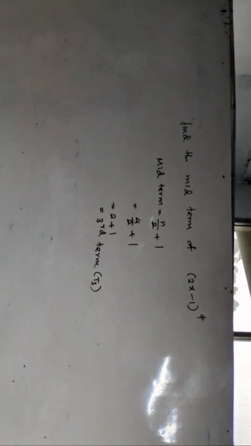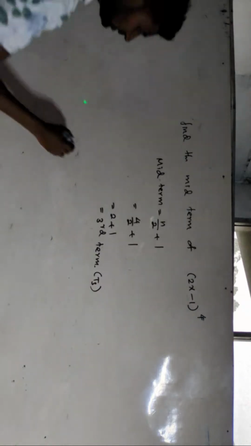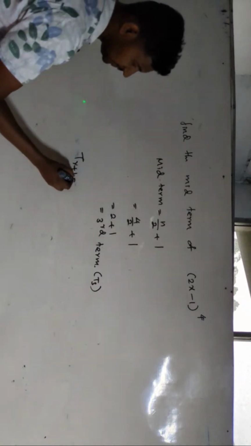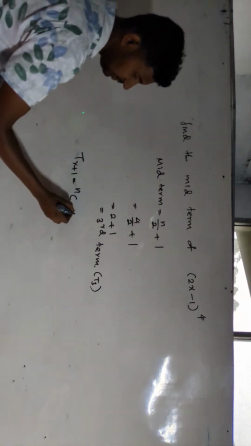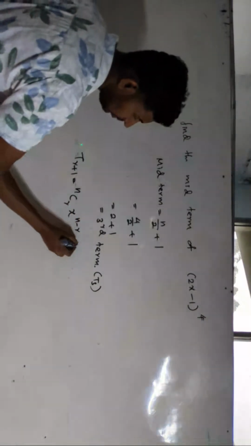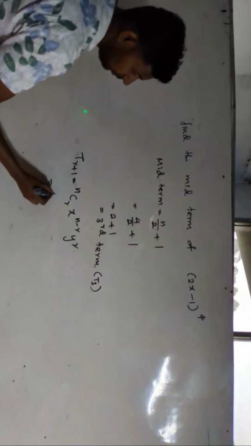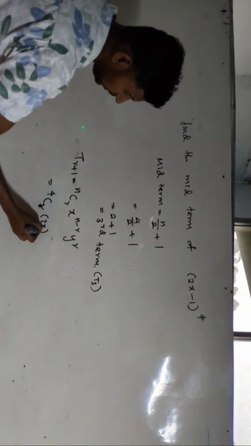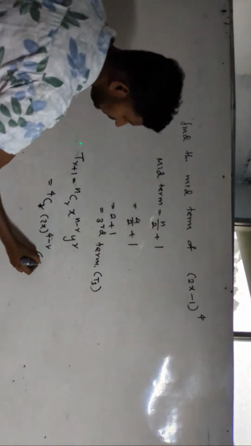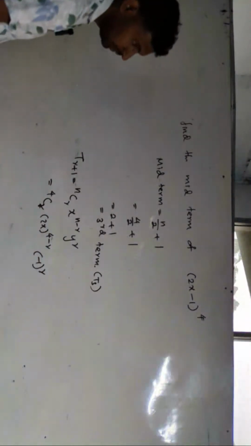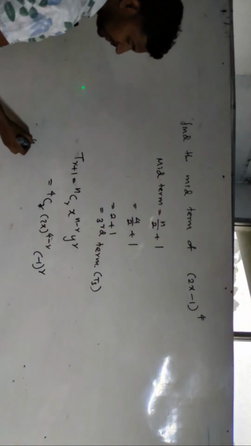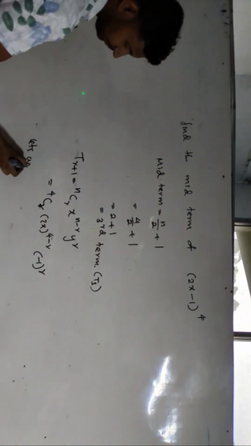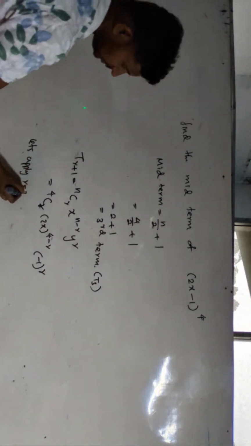Before we find T3, I write down the formula first. So what is the formula? T(r+1) equals nCr, (n minus r) for x and y to the power r. So n means 4, 4Cr, (2x) to the power of 4 minus r, y means minus 1 to the power of r.